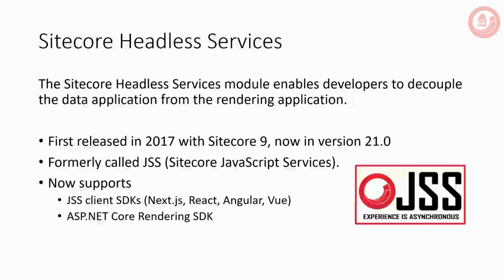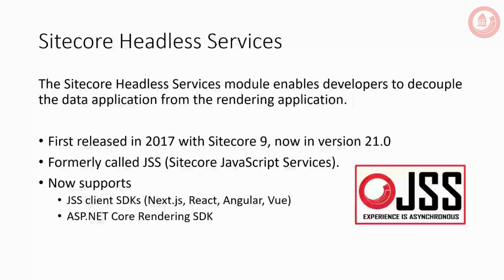So obviously it is not something new. If you are on the web reading, this is also used to call as JSS. I mean, still most of us prefer to call it JSS, but it becomes a big umbrella. So headless services become a big name, and under that JSS becomes one part of it. It was released way back in 2017 with Sitecore 9, and this code is open source.